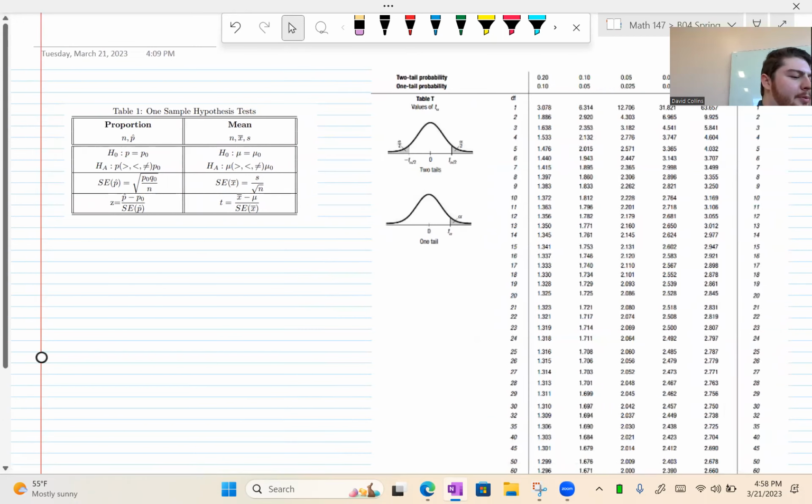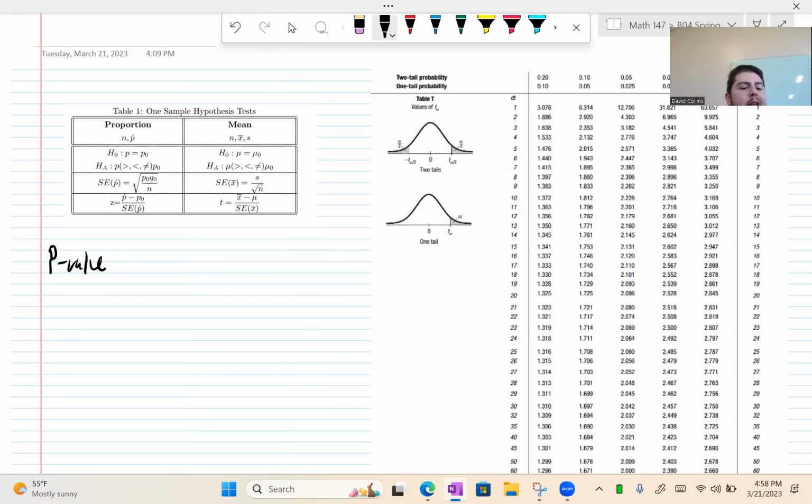So we're actually going to briefly jump to 19 to talk about a p-value first. Because at the end of the day, the p-value is the most important thing. P-value like that, capital P dash value.